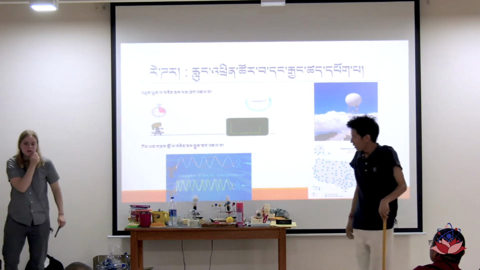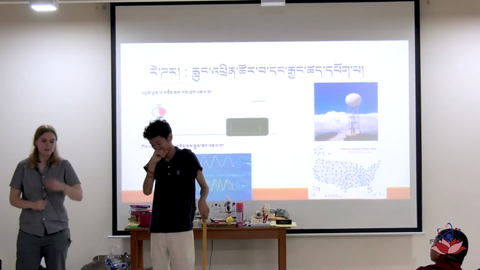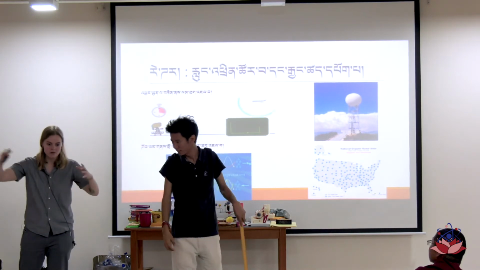Yes. So if you've ever used a weather map on your phone, that's using the Doppler system to figure out what the storm is doing.